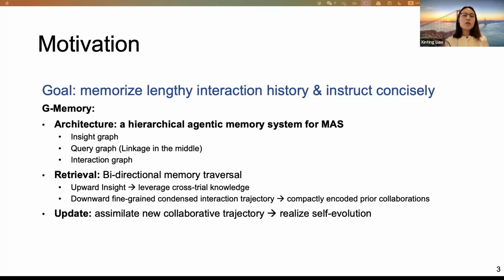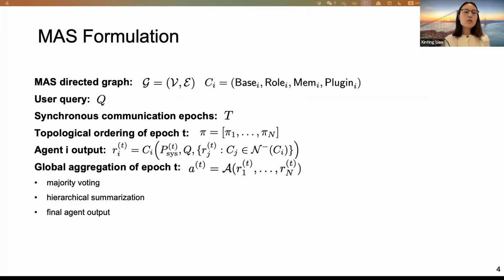And based on the G-Memory queries, they can update the new collaborative trajectory to realize self-evolution along with the evolution of the multi-agent system. Let us first define the multi-agent system formulation.